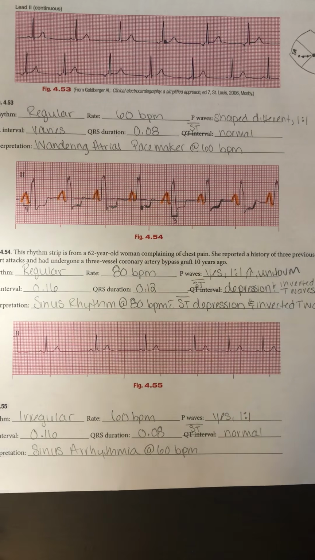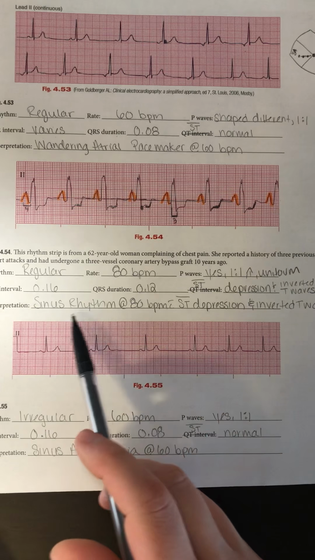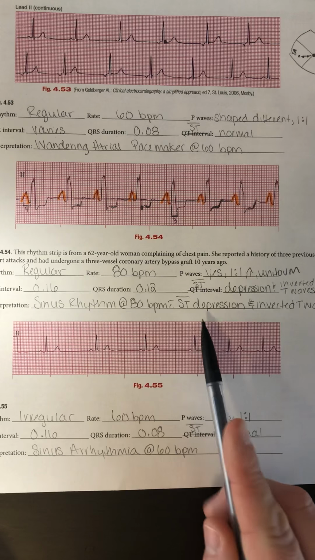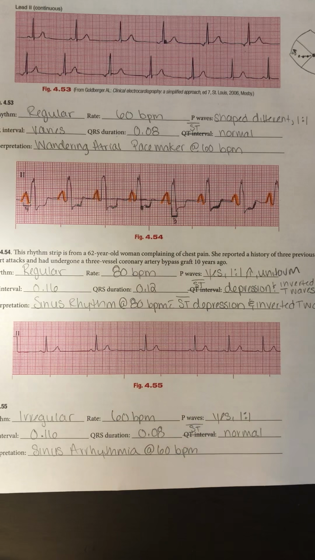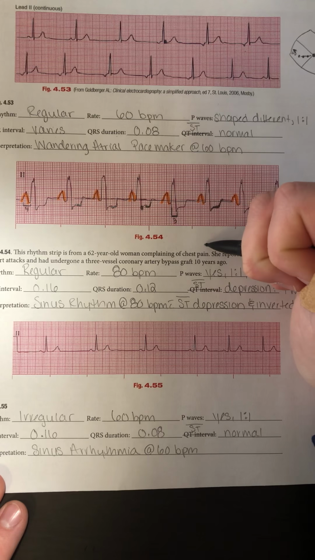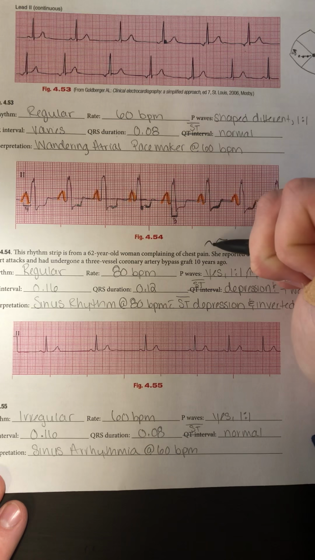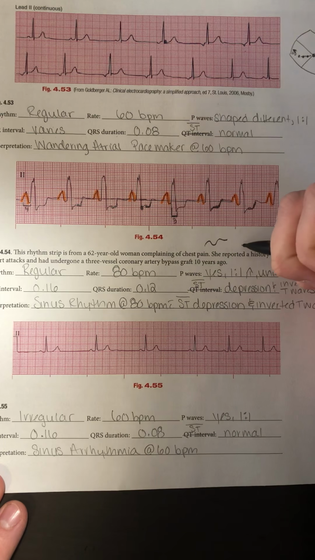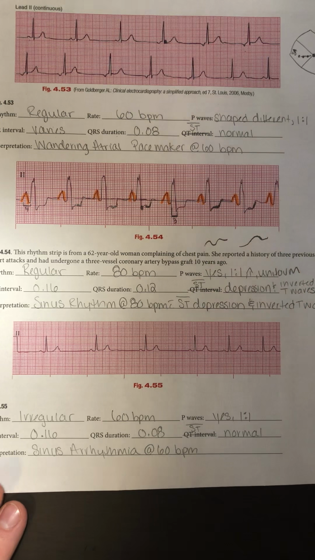So a few different things going on in this rhythm. The name for this rhythm is still a sinus rhythm because everything follows with the normal measurements. It does have P waves for every QRS complex, so it's a sinus rhythm at 80 beats per minute with ST depression and inverted T waves. And the T waves are inverted because you can see it dips down like this. Or normally, it would be up like a hill.